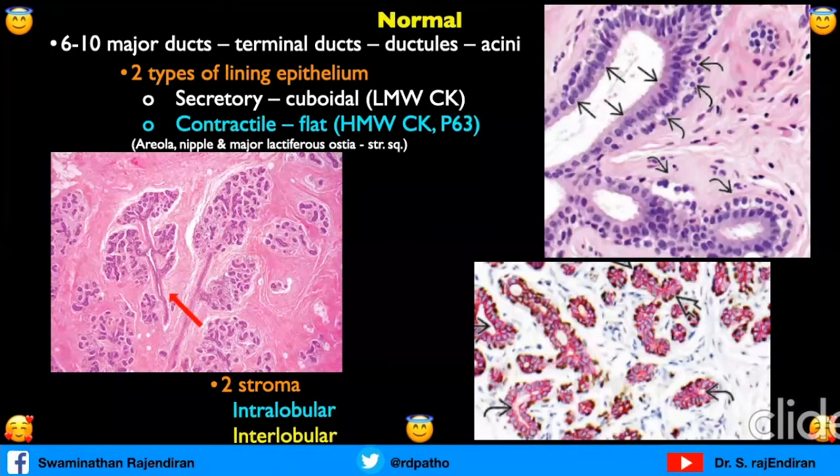Why do we have to know? Because there are certain tumors that arise from intralobular stroma, for example fibroadenoma and phyllodes tumor. Whereas some tumors, fibromatosis and leiomyoma, happen in the interlobular stroma. That's why you have to understand the intralobular and interlobular stroma. This normal histology is very, very essential.